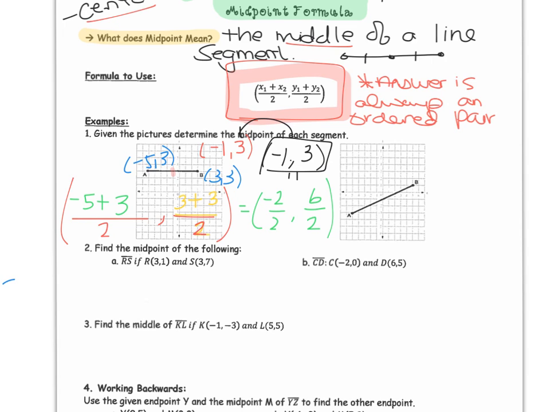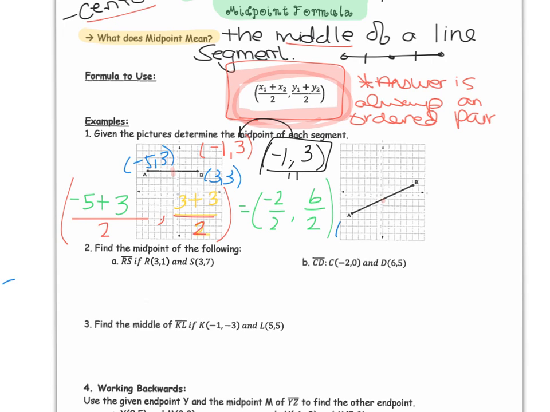Some people are excellent at eyeballing it, and that's great. But if you can't eyeball it, the nice thing is you can always use this formula to help you out. So I'm going to eyeball my midpoint. I'm going to think my midpoint's right there. So I think my midpoint is 0, -1. But I'm going to actually test it by using the formula.